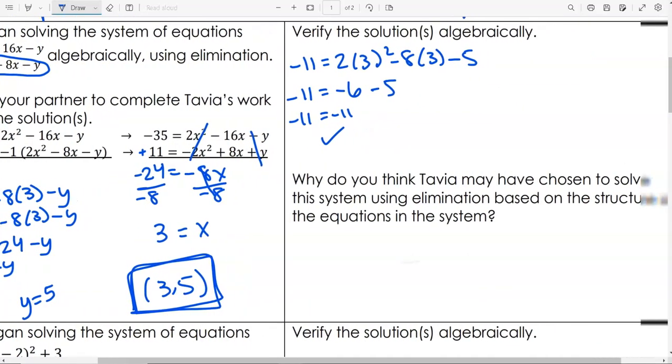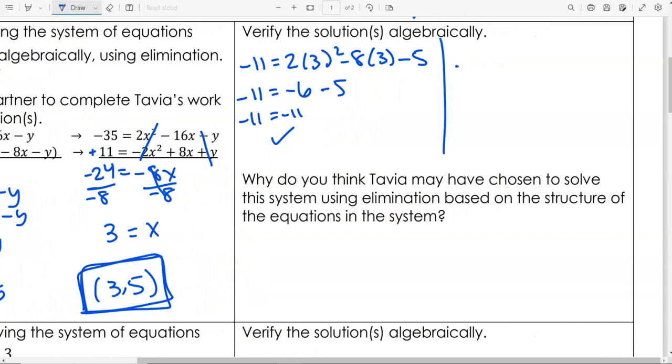We could also plug it into the other guy. Making sure it works here. 3 squared minus 16 times 3 minus 5. To make sure we get negative 35 equals negative 35, and it does. Okay.